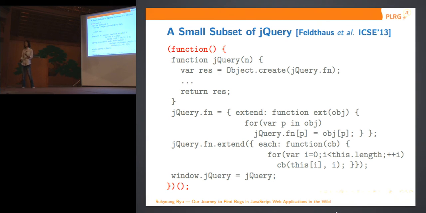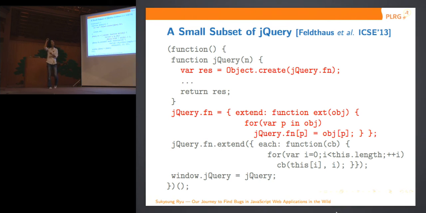Almost every JavaScript library uses this pattern. And this is the actual jQuery function. It's a local function, but at the end, it's going to expose it to the user by assigning the function to this global variable, jQuery. And the actual jQuery object is created by this built-in function called Object.create, which takes one object that's going to be a prototype of this new object.